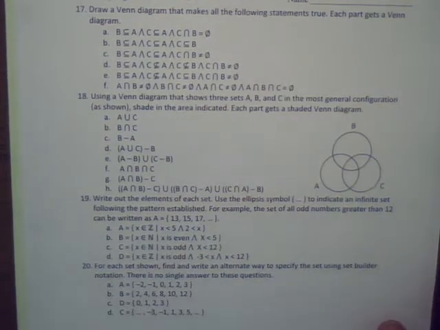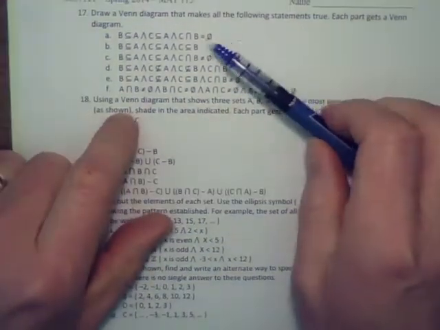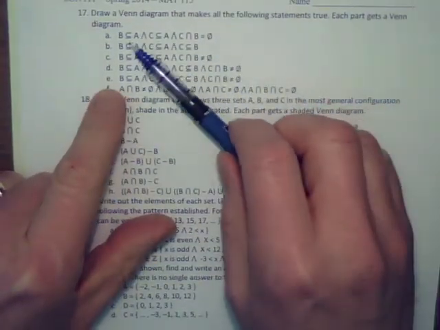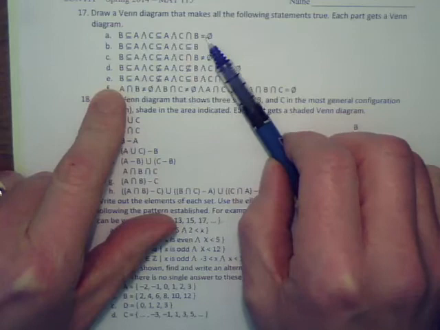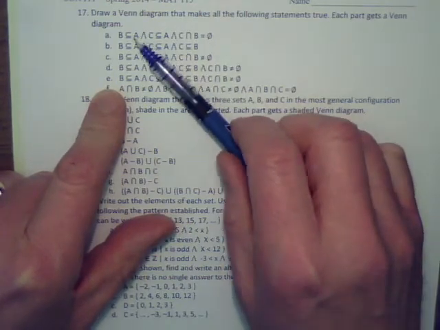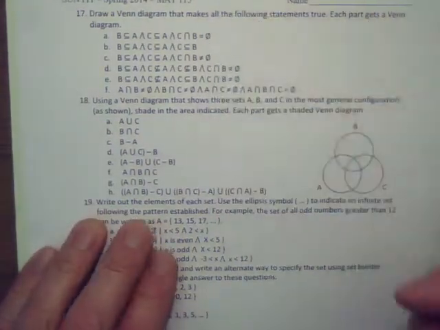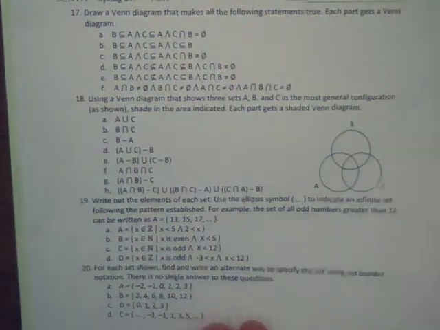So starting with number 17, basically it's asking us to do a Venn diagram to satisfy all of these conditions, and that's why there are ands in between them, because when you put ands in between, it means they all have to be true. Okay, and so each part, A through F, requires a Venn diagram.